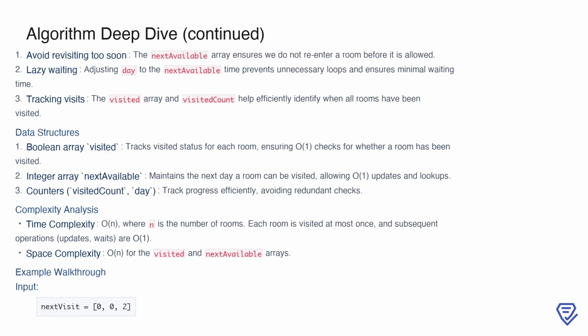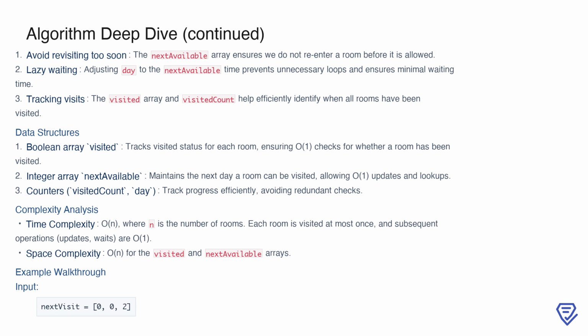The algorithm works efficiently due to key insights and data structures. First, the next available array ensures that we never revisit a room too soon, adhering to the rules while minimizing unnecessary waiting. By adjusting the day counter to the next available time, we avoid redundant checks and ensure the sequence progresses smoothly. The visited array helps us track which rooms have already been visited, while the visited count counter provides a quick way to check our progress toward visiting all rooms. These structures work together to keep the simulation efficient.